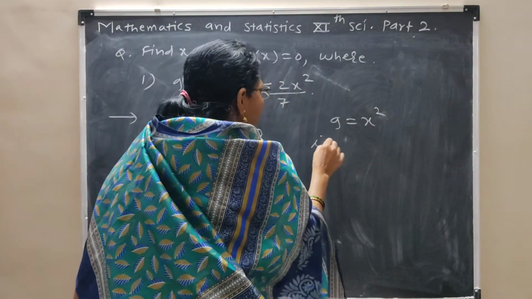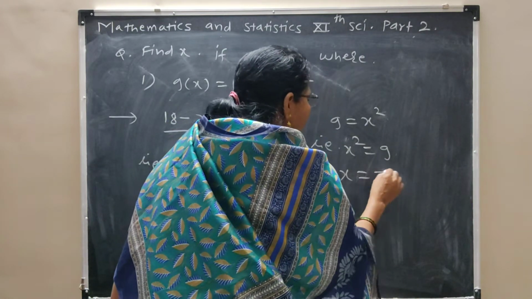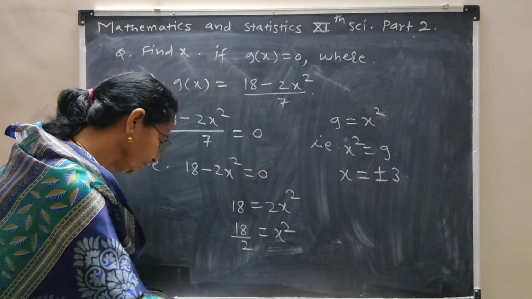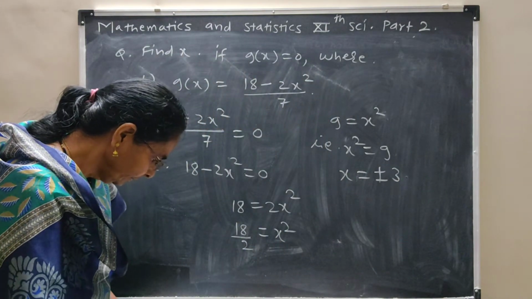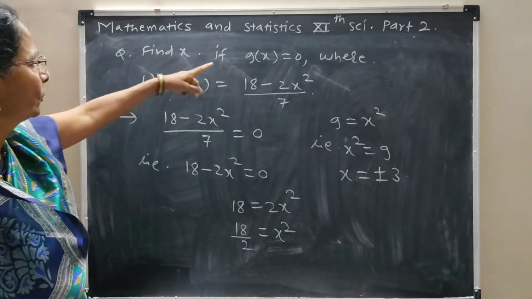That means x square equal to 9. X has 2 values, plus or minus 3. We have to find here x.